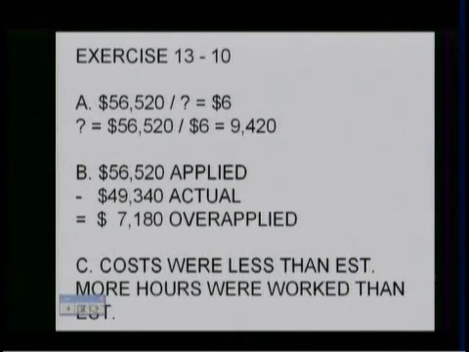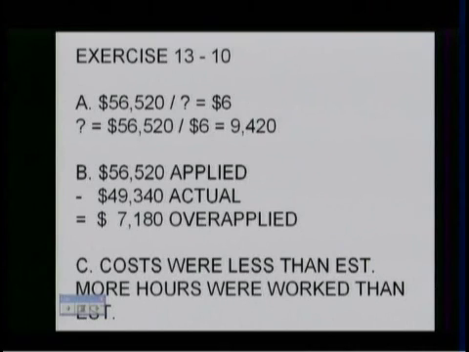What they've done is twist the question for you. Instead of estimated overhead and driver to get an application rate, they're taking estimated overhead and the rate, and you have to figure the driver. So it's just a math problem. Something divided into $56,520 is going to give you $6. So if you solve that algebraically, you find out that your number of hours is 9,420.